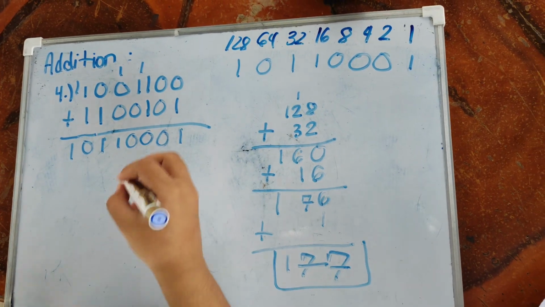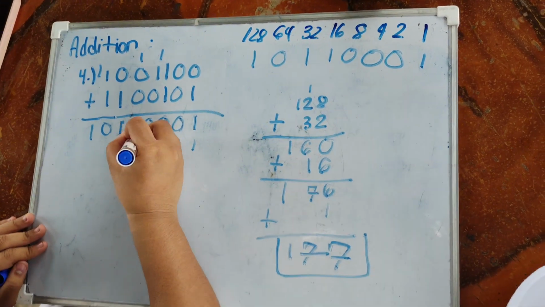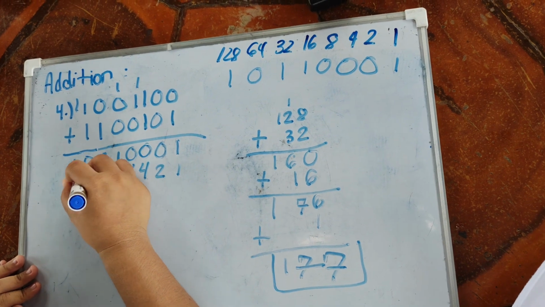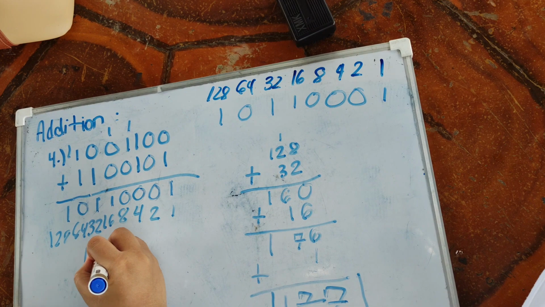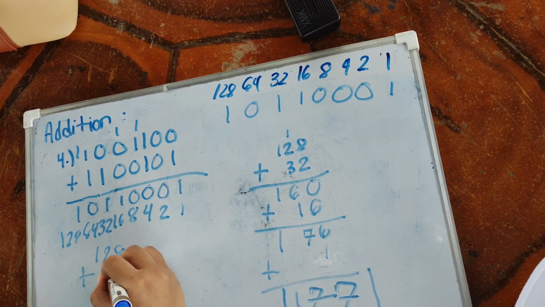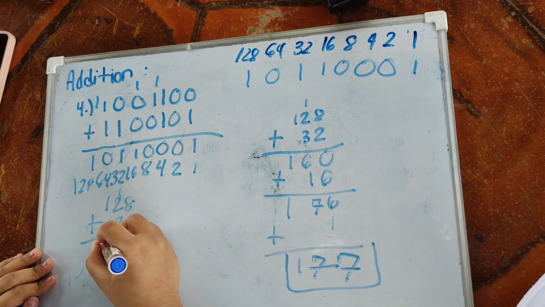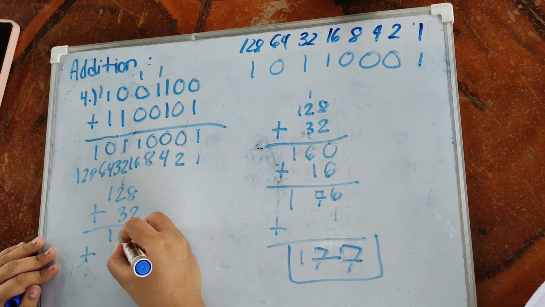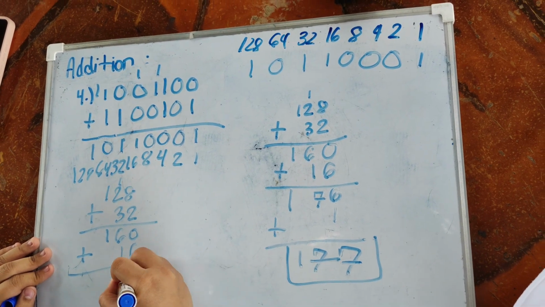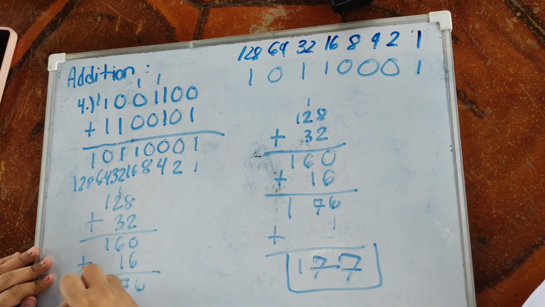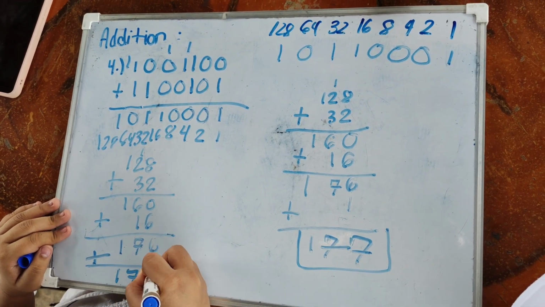To check the further credibility of the equation, we may convert the original values to decimal. So 1001100 equals 76, and 1100101 equals 101. So 101 plus 76: 6 plus 1 is 7, 0 plus 7 is 7, and then bring down 1, that equals 177.